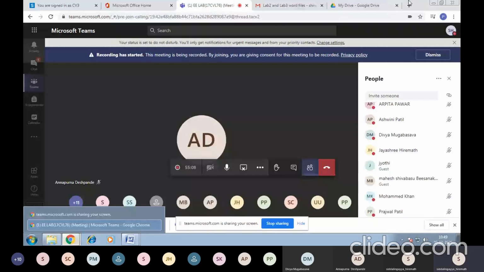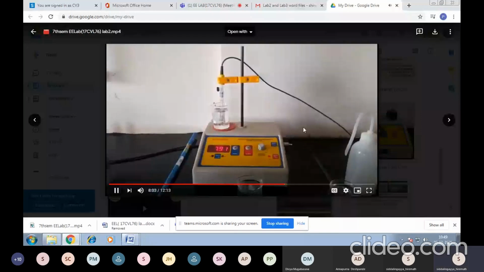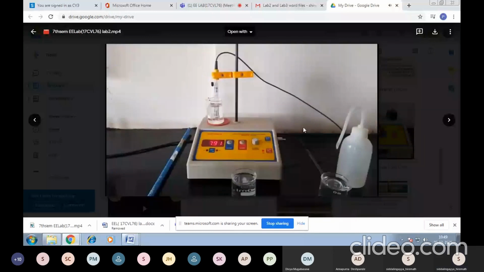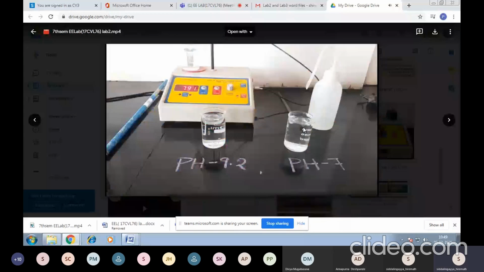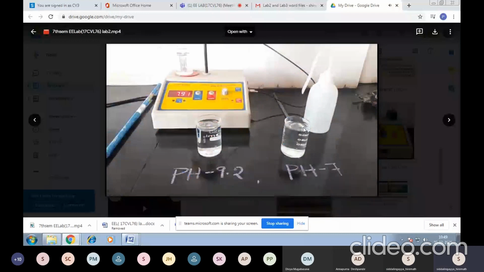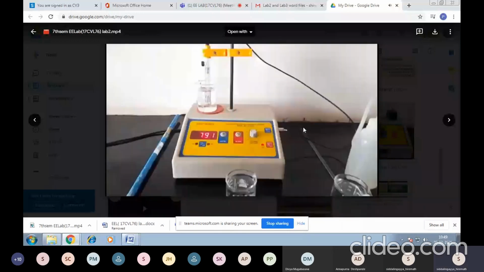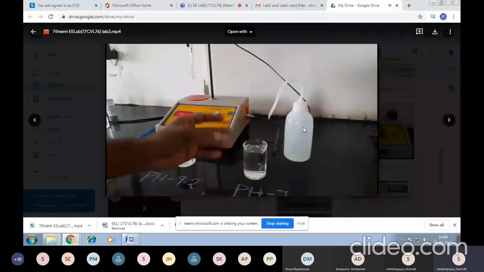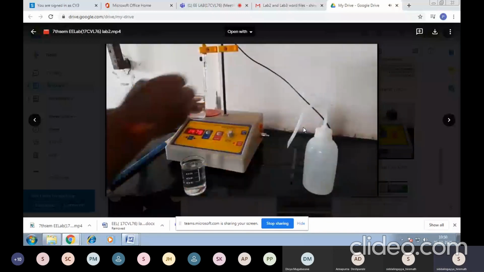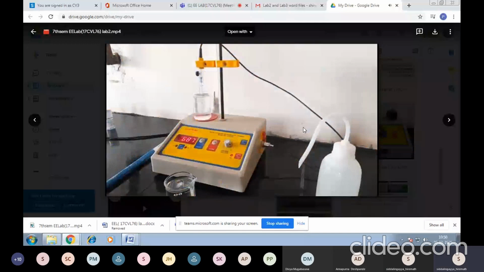Connect the instrument to mains and allow the instrument to warm up for about 10 minutes. Prepare buffer solutions, that is pH 9.2 as well as pH 7, using standard buffers in distilled water as we have prepared here. Now adjust the temperature dial to the temperature of the solution and also dip the electrode fully in 7 pH solution and wait for reading to be stabilized. Adjust the asymmetric pot knob to get a reading of 7.